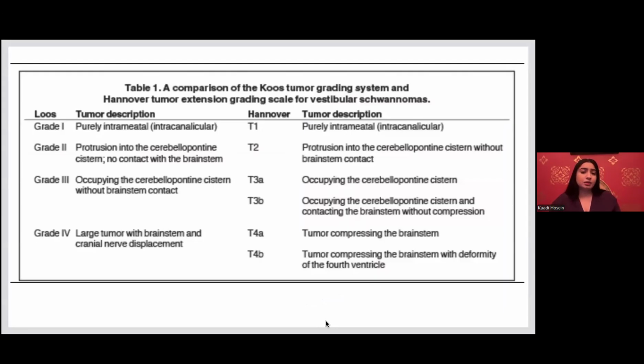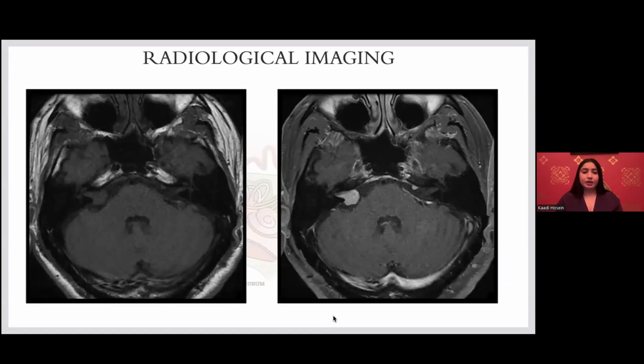This is just a table comparing the Coos and Hanover grading systems for vestibular schwannomas, and you can go through it in your own time. This slide relays the typical appearance of a vestibular schwannoma.